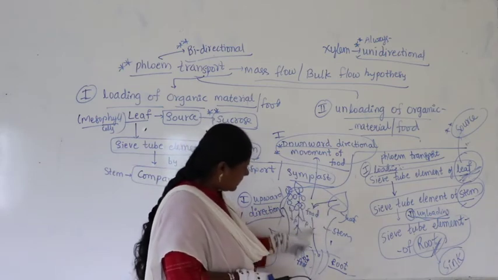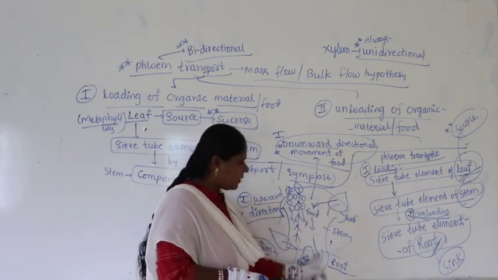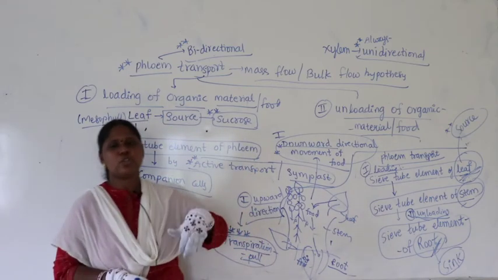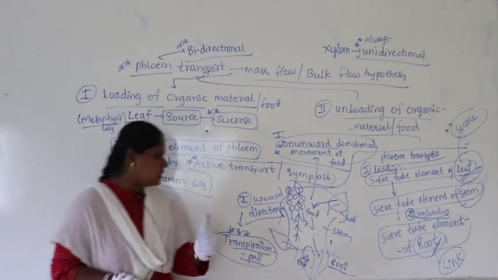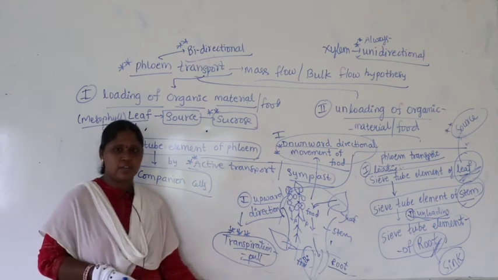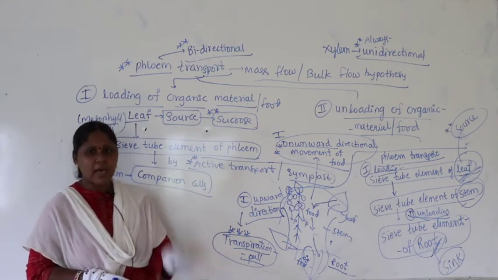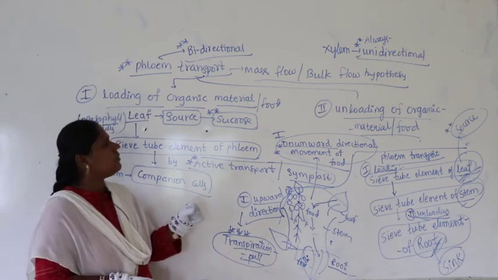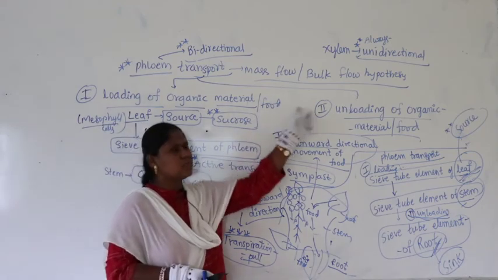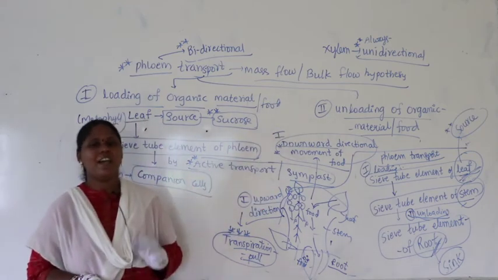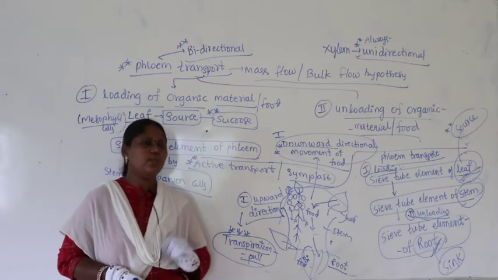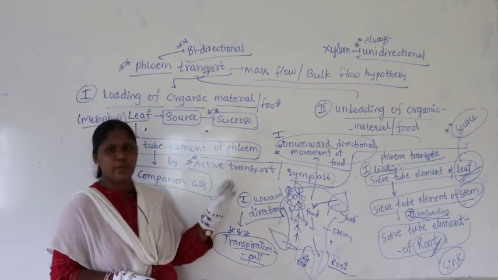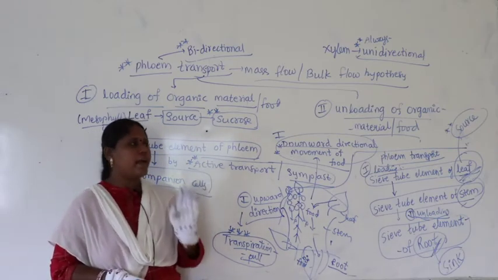from the leaf how it is coming down? Downward directional movement, how does it happen, because there is no transpiration pull in downward direction. So how does it happen? For that the clarity is being given by the mass flow hypothesis, or what we call the bulk flow hypothesis. That is why it is very, very important. Sometimes we have questions even from mass flow or bulk flow hypothesis.